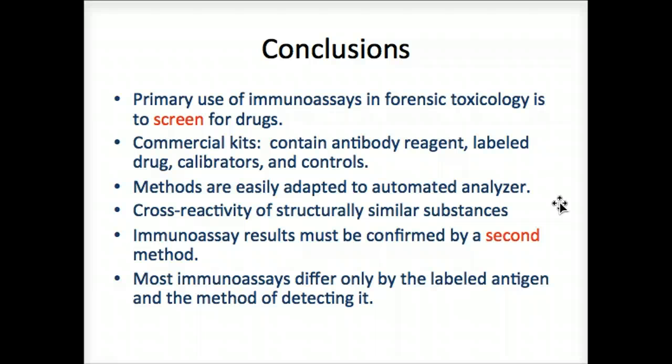Many methods can be easily adapted to automated analyzers. Cross-reactivity of structurally similar substances is a major problem with immunoassays, resulting in false positive results. Immunoassay results must be confirmed by a method based on a different scientific principle, such as GC mass spec.